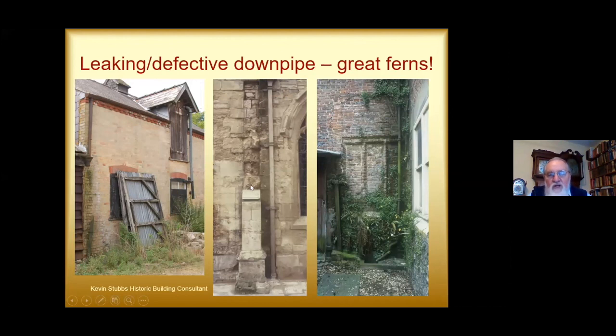Here on this church, blocked head or defective joints, water pouring over this buttress, so the buttress eventually collapses. So again, very costly. And here, well, keep the ecologists away, some very fine, rare ferns growing on this grade 2-star building.